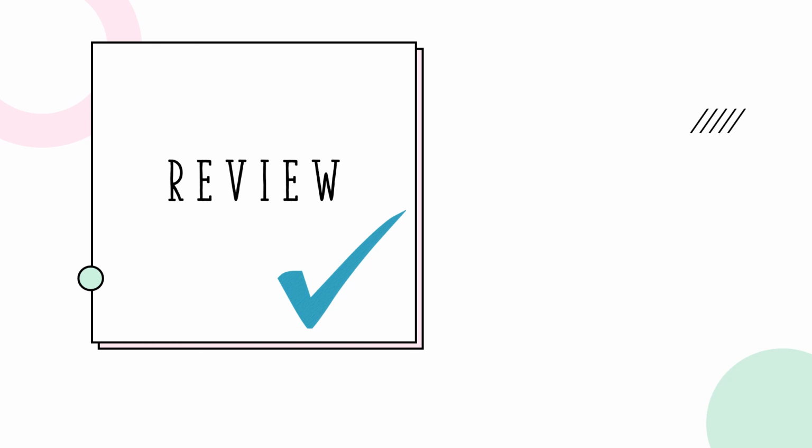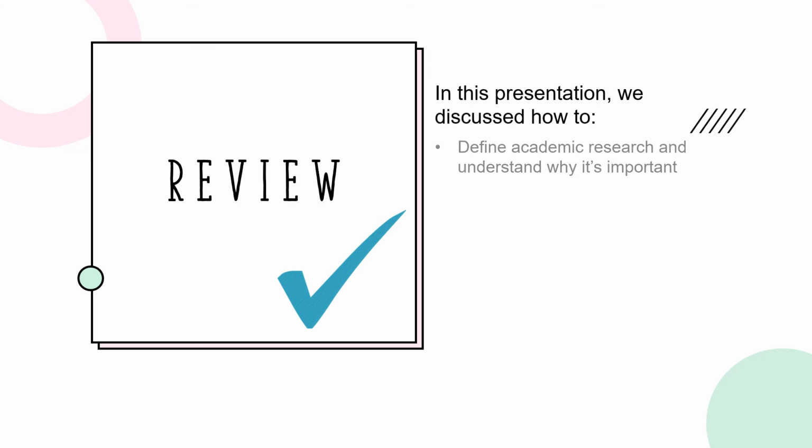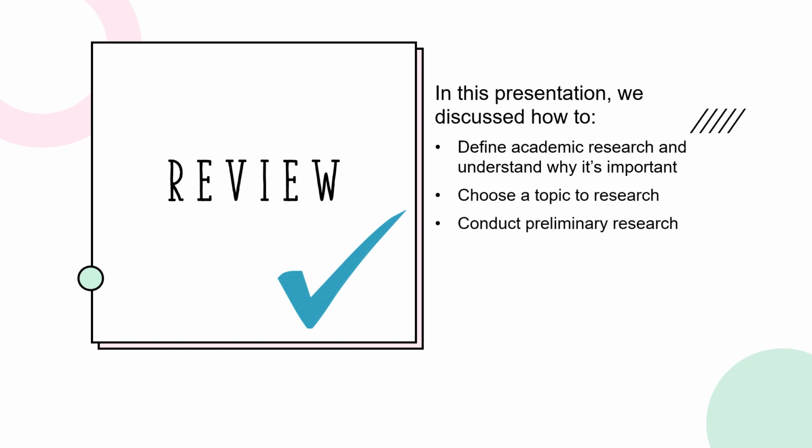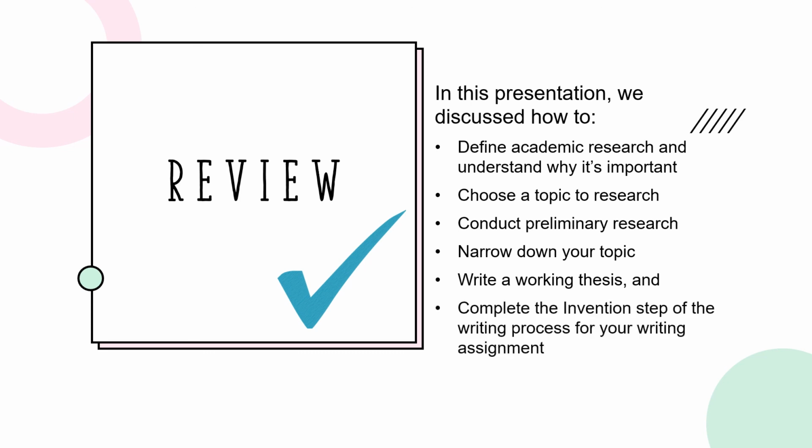Let's review. In this presentation, we discussed how to define academic research and understand why it's important, choose a topic to research, conduct preliminary research, narrow down your topic, write a working thesis, and complete the invention step of the writing process for your writing assignment.